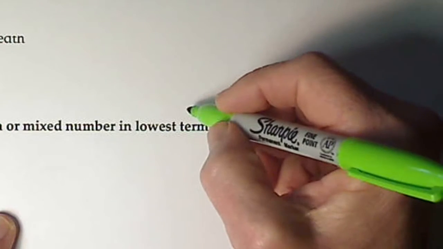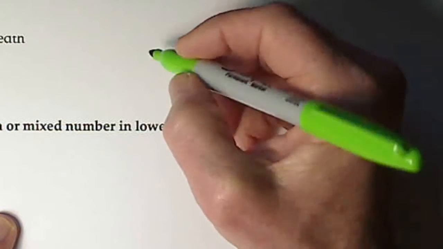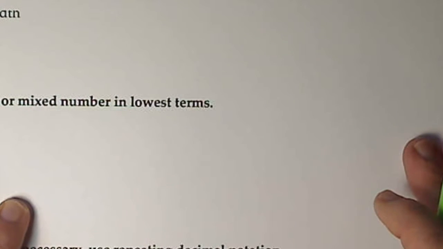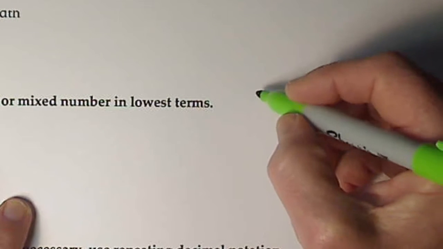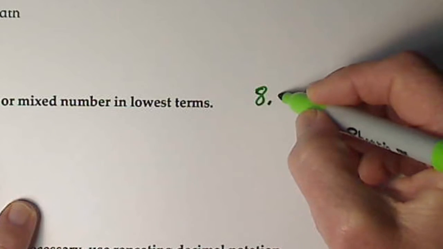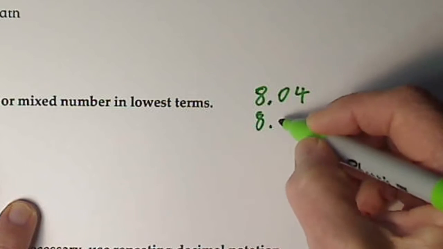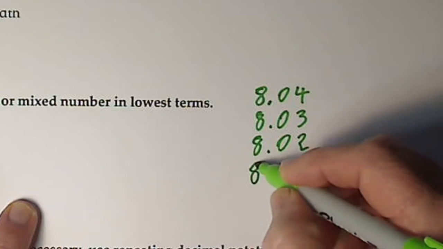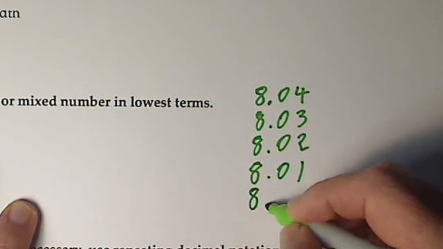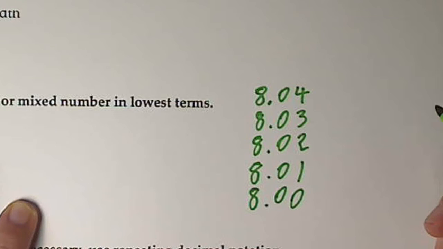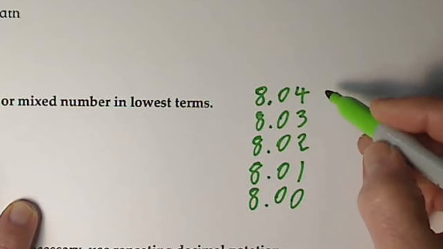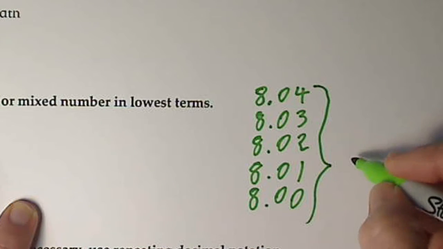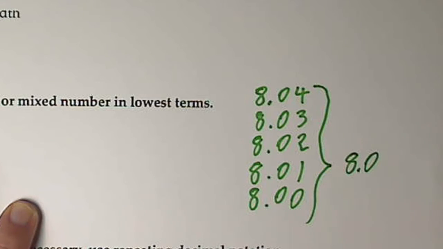If it's 0 through 4, so if I had, I'll need more room for this. All right, if I had 8.04, 8.03, 8.02, 8.01, or 8.00, and I was rounding to the tenths place, I would round down, and I would get 8.0. All right.